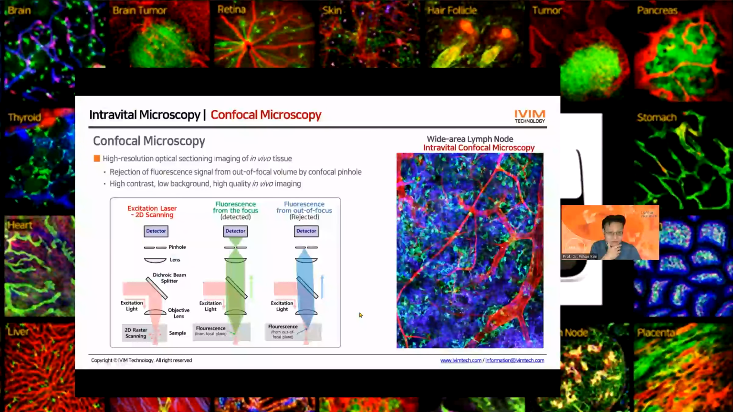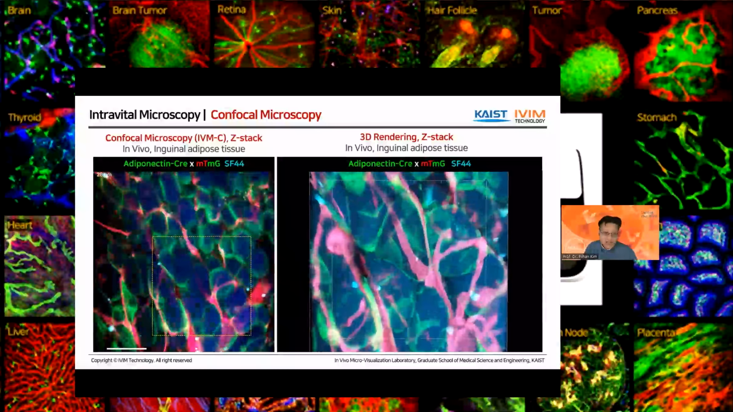Okay, so maybe I don't need to explain the working principle of the confocal microscope, but just to show, the confocal microscope is capable of sectioning imaging of the sample. So it's capable of very high resolution optical sectioning imaging of live tissue in a live mouse model in vivo. And this is just one example.